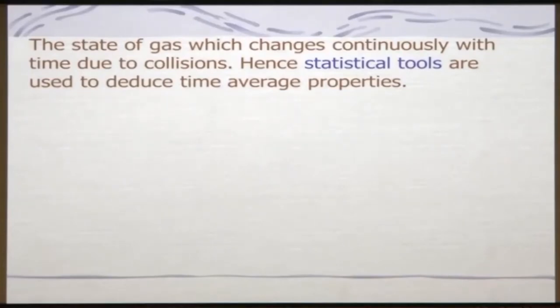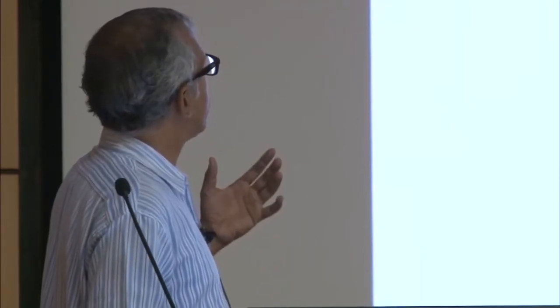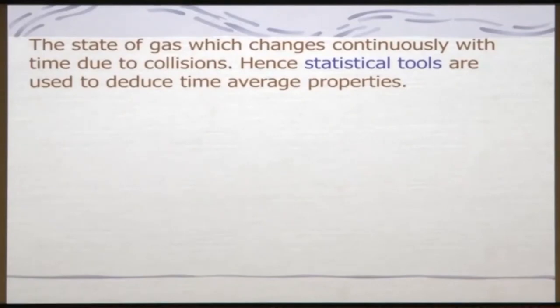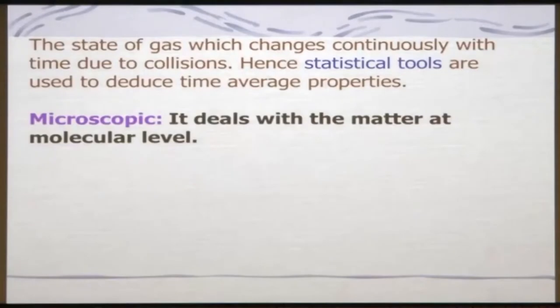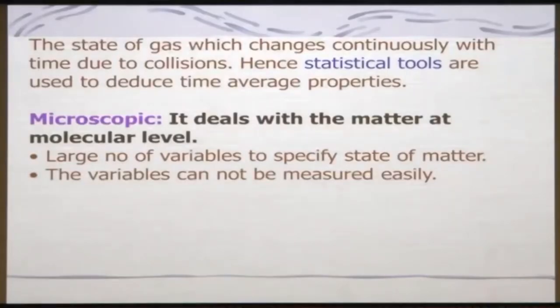As I told you, the state of a gas changes continuously, because with time each molecule will be interacting with other molecules, and then we use tools known as statistical tools to deduce the average properties, which we are more interested in, right. So statistics comes into the picture, and this thermodynamics is known as statistical thermodynamics, and microscopic means it deals with matter at a molecular level. In this case, a large number of variables are needed to specify the state of matter.